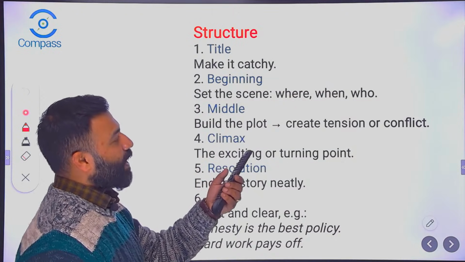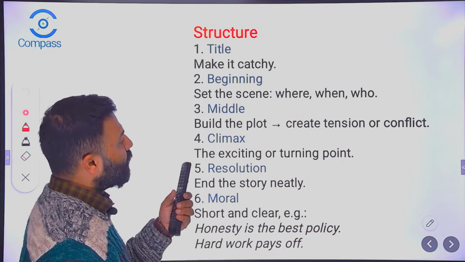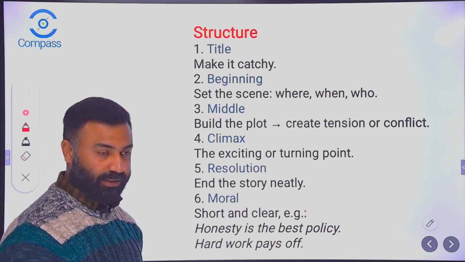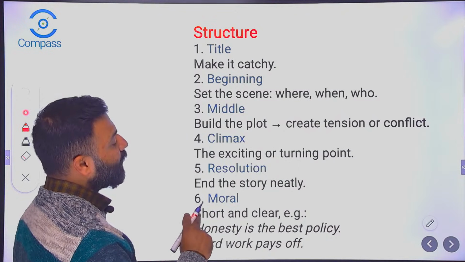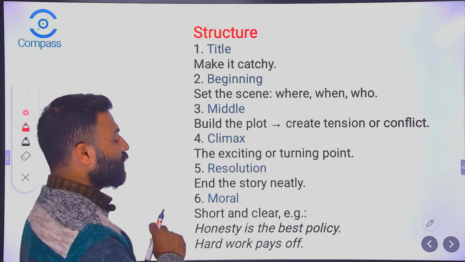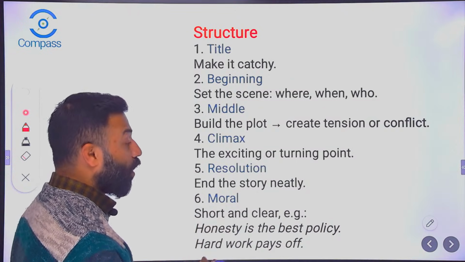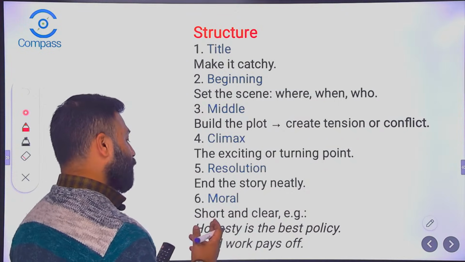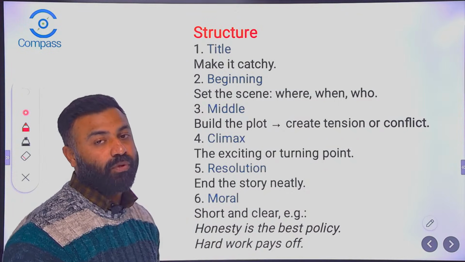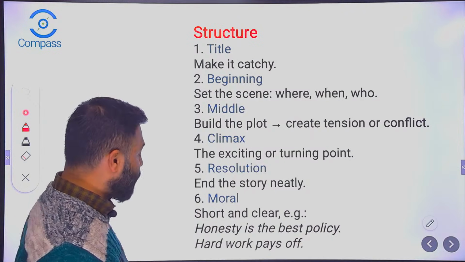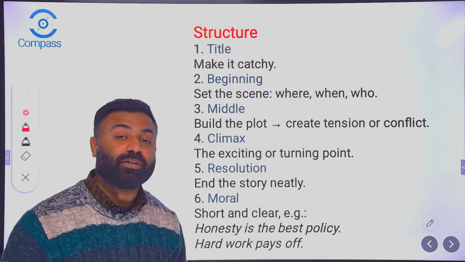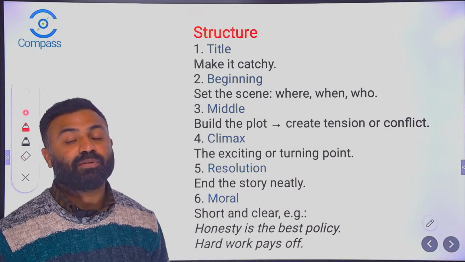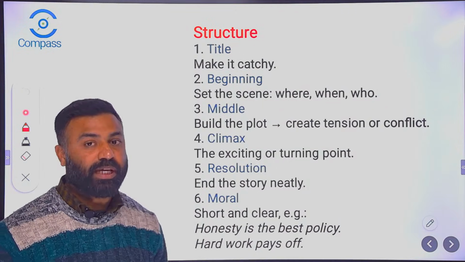Beginning, set the scene, where, when, who. Middle, build the plot, that means the story. Create tension or conflict. Climax, the exciting or turning point. Resolution, end the story neatly. Or in case of a cliffhanger, leave the audience shocked. Moral, short and clear. In a cliffhanger, you would not require a moral to be written, right? So that's how you can write your story. And a story can have dialogues as well. Can it have? Yes, it can have dialogues as well. When we have the characters, the dialogues can also be there.